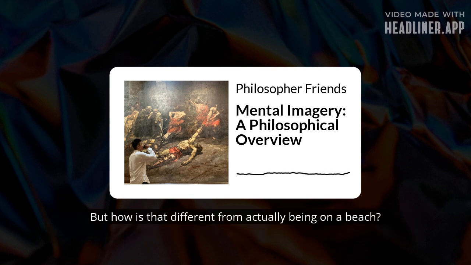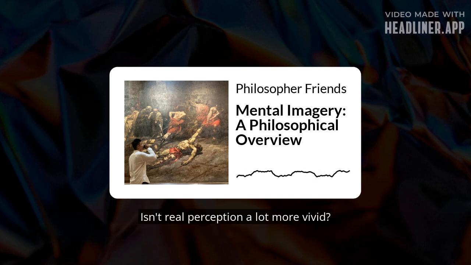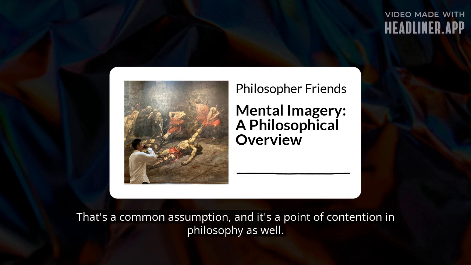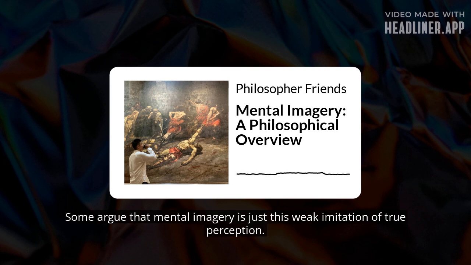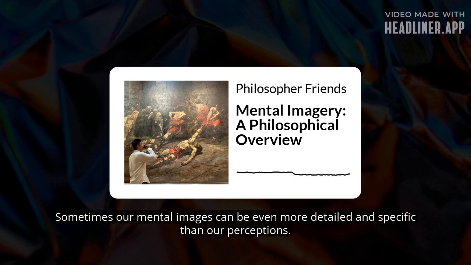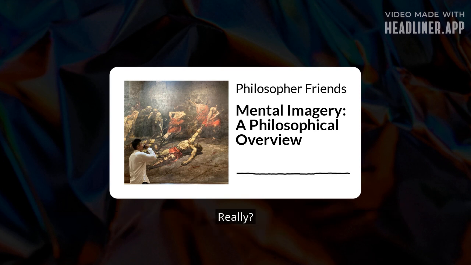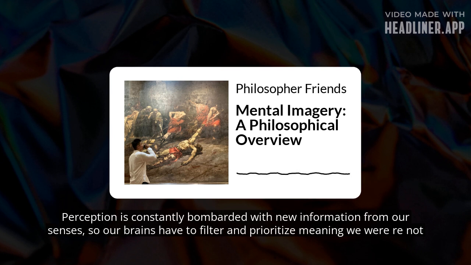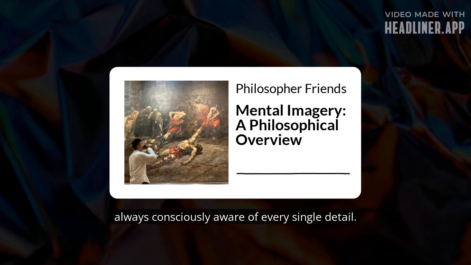But how is that different from actually being on a beach? Isn't real perception a lot more vivid? That's a common assumption, and it's a point of contention in philosophy as well. Okay. Some argue that mental imagery is just a weak imitation of true perception, but recent research suggests that it's not that simple. Sometimes our mental images can be even more detailed and specific than our perceptions. Really, how is that possible? Well, think about it. Perception is constantly bombarded with new information from our senses, so our brains have to filter and prioritize, meaning we're not always consciously aware of every single detail.